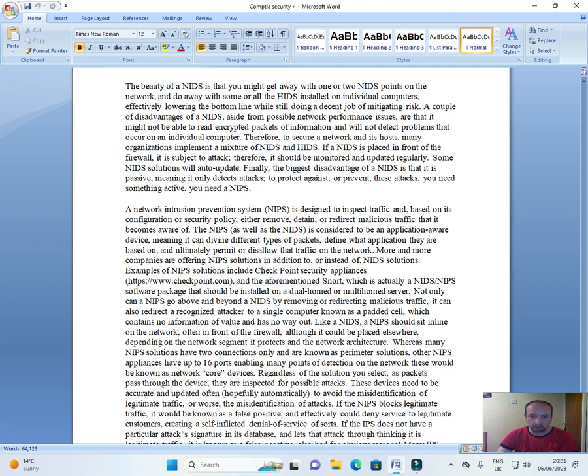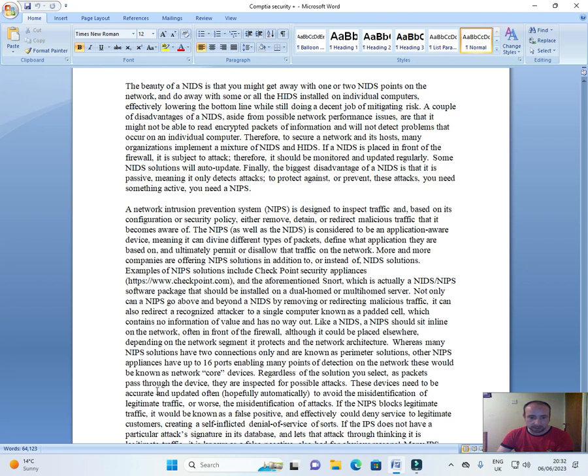Like a NIDS, a NIPS should sit in line on the network, often in front of the firewall, although it could be placed elsewhere depending on the network segment it protects and the network architecture. Whereas many NIPS solutions have two connections only and are known as perimeter solutions, other NIPS appliances have up to 16 ports, enabling many points of detection on the network. These would be known as network core devices, regardless of the solution you select.